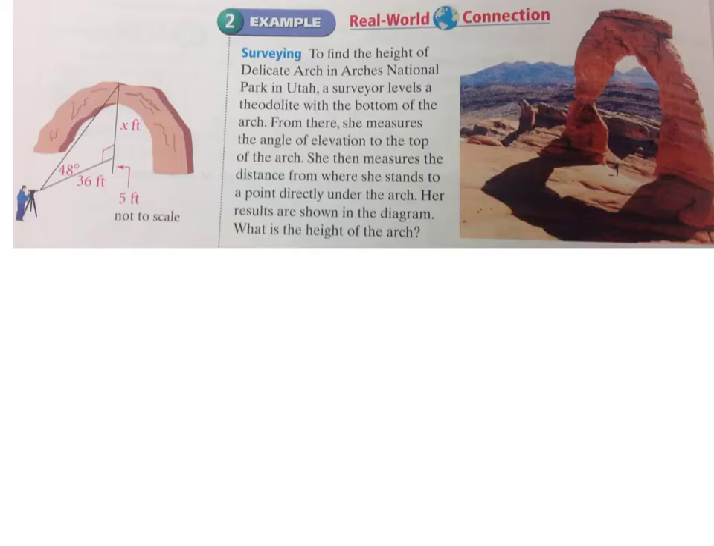In example 2, we're asked to try to get the height of the Delicate Arch in Arches National Park. As you can see in the drawing at the left, the surveyor sets up his theodolite, or transit, so he can get a horizontal line. You can see an angle of elevation of 48 degrees, and he's 36 feet from the base of the arch. Let's see if we can figure out how to get x. Please pause the video while you try to figure this out.